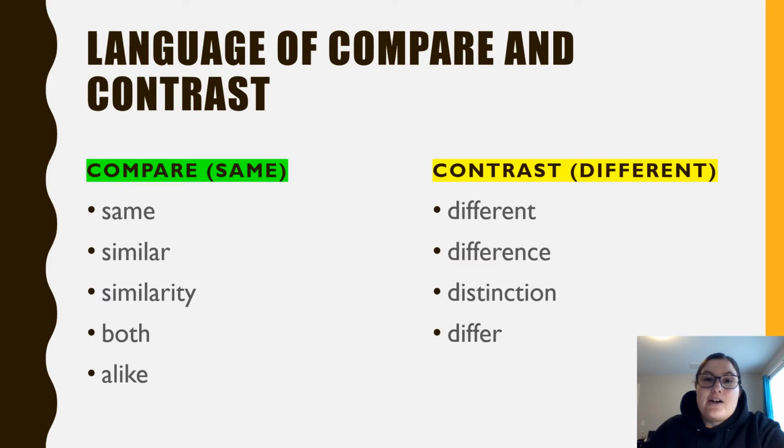Now let's try our contrasts. So when we contrast, we talk about things that are different. So some of those words are different, difference, distinction, and differ. Okay, so you're going to repeat after me. You're going to echo back. Ready? Different, difference, distinction, differ. Nice job.